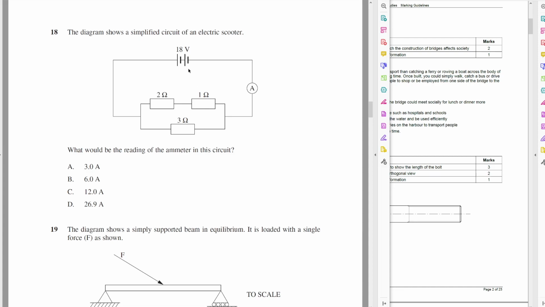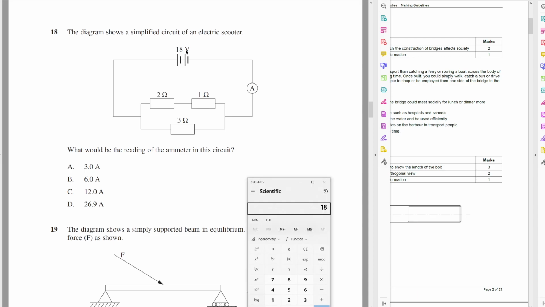Okay, so what would the reading be? We've got 18 volts. So V equals IR. Therefore, we're finding the current. So current is going to equal V divided by R. I can draw a little triangle. I think I did that in the other thing. We're saying voltage is 18 and resistance we said was 1.5. So it's going to be, there's only one number here that's bigger than 18. Yeah, so it's going to be C, 12.